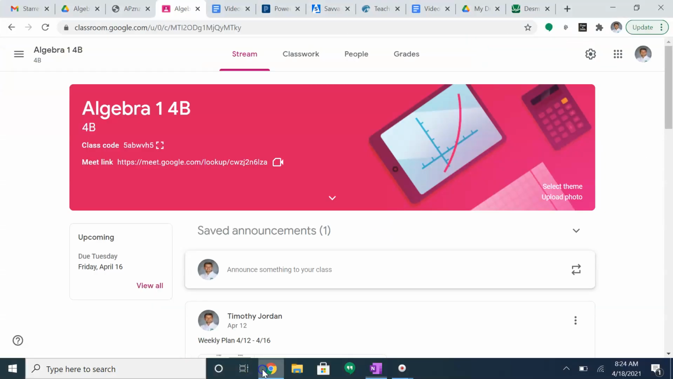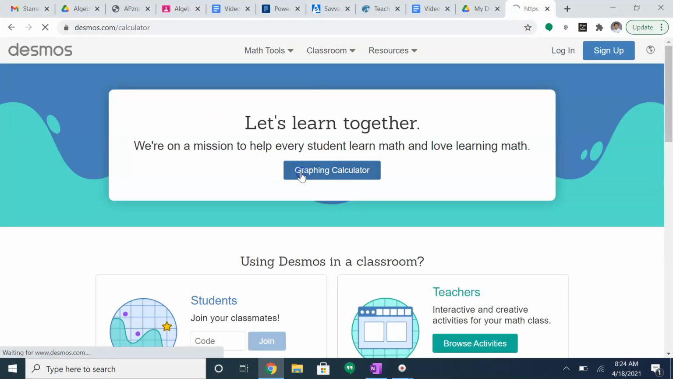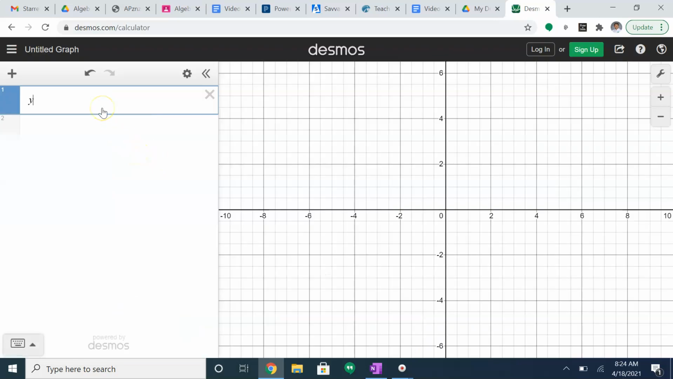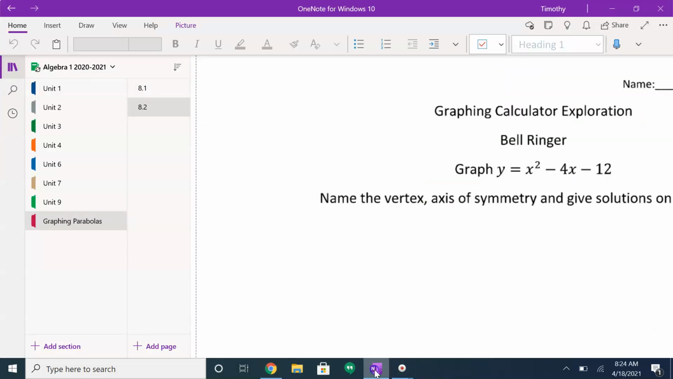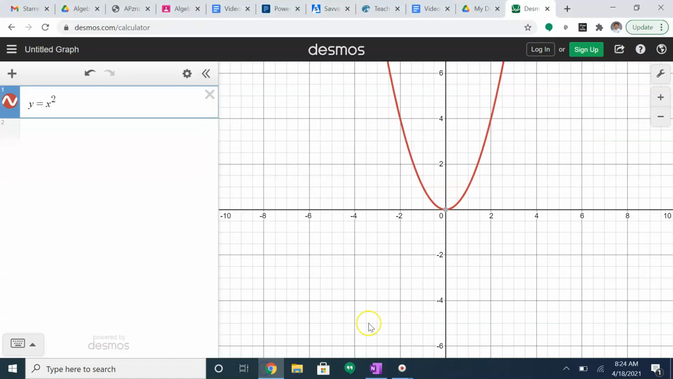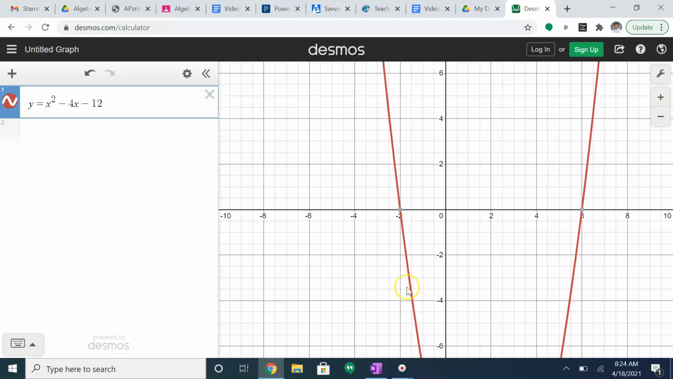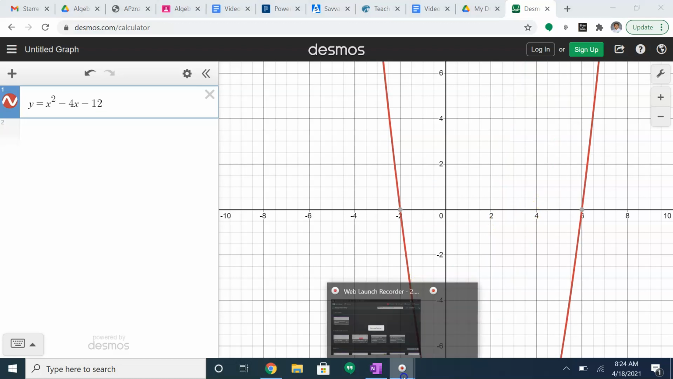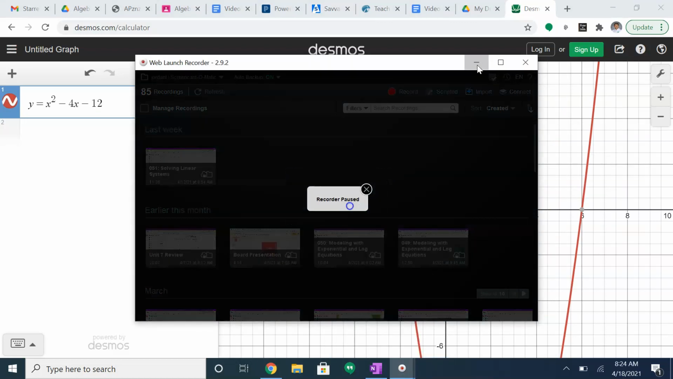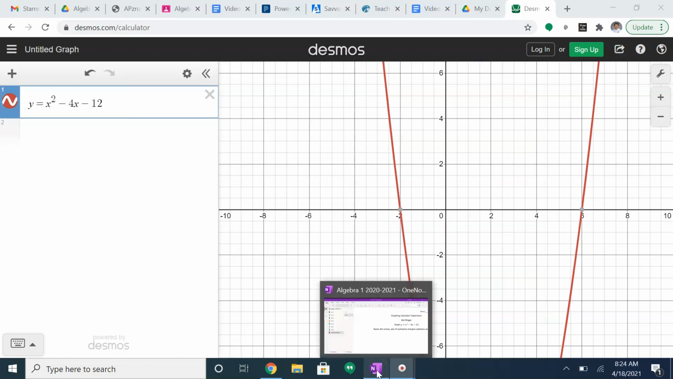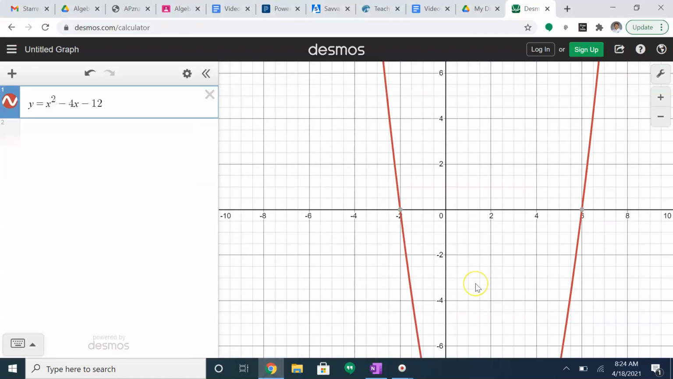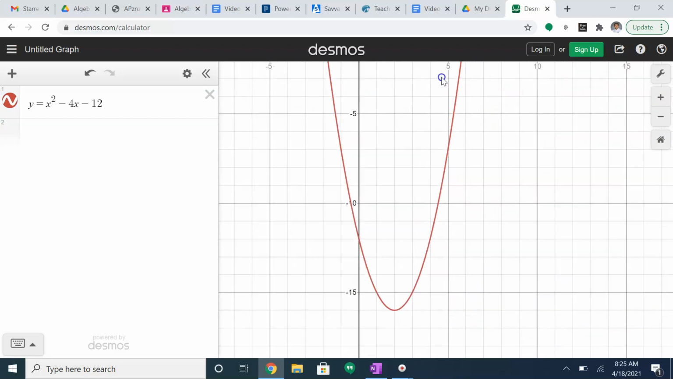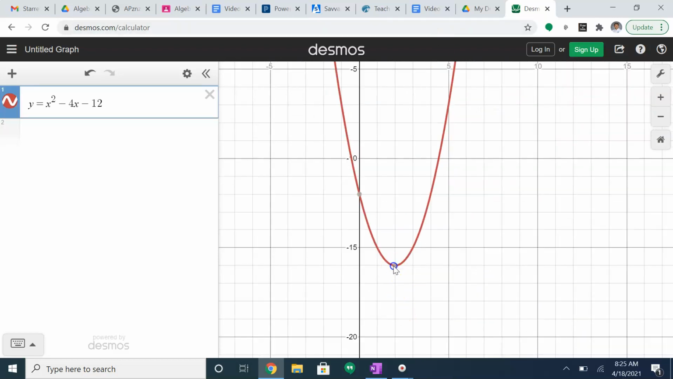So we're going to go to Desmos, and we are going to graph that. To answer our first question of name the vertex, we need to find the lowest or highest point on our graph, and this one is the lowest point. So we're going to click down here. Our vertex is (2, -16).